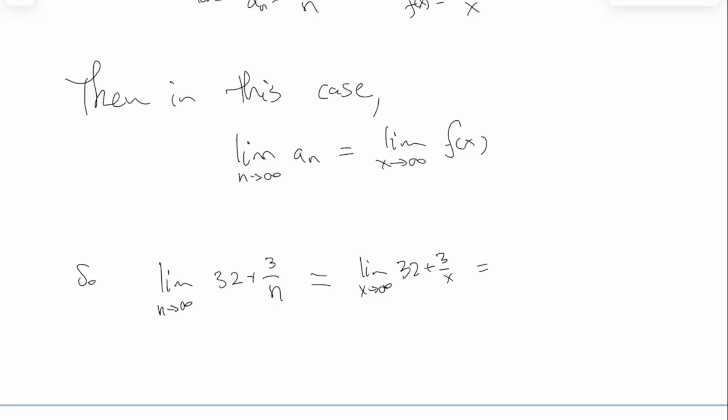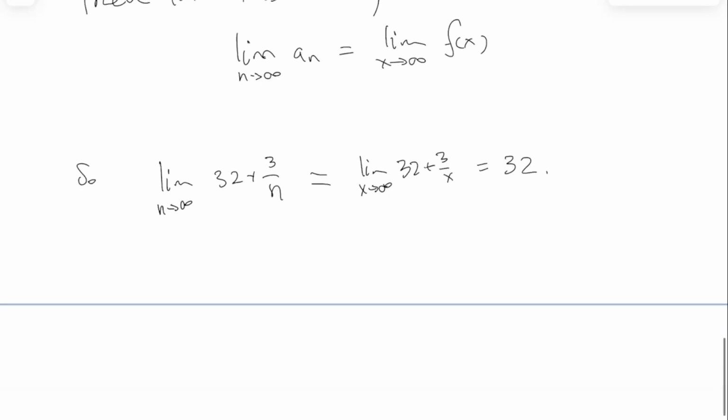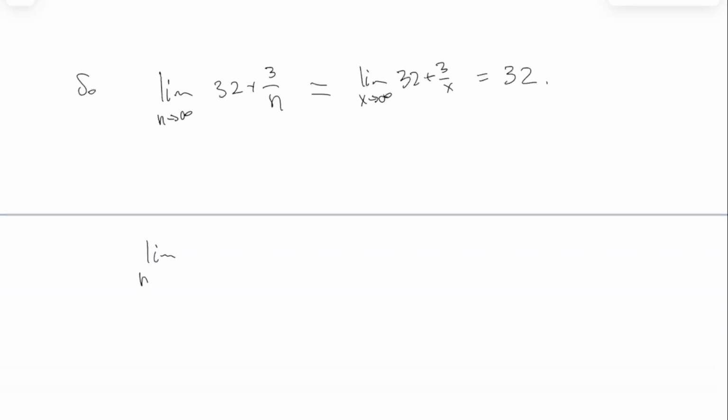And then can someone say, what's the limit of that? It is 32, yeah, because the 3 over x part becomes 0 because the denominator goes to infinity, and you are just left with 32. All right. I mean, you could have applied exactly the same reasoning to the beginning right here. But there are fancier tricks for limits which you can also use. For example, what about the limit of the sequence n over e to the power n?